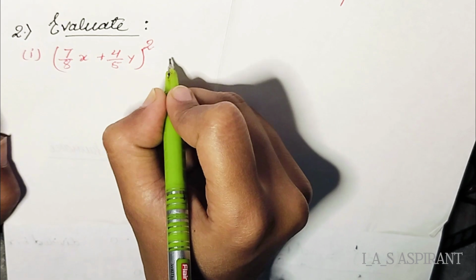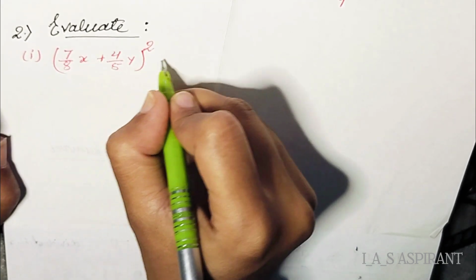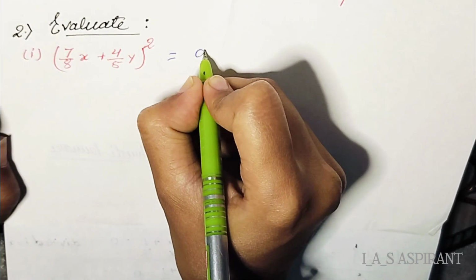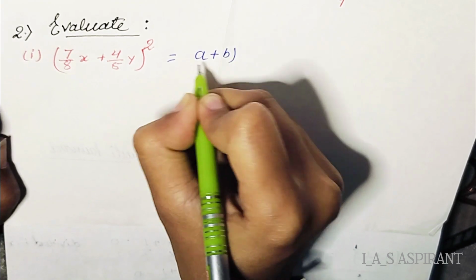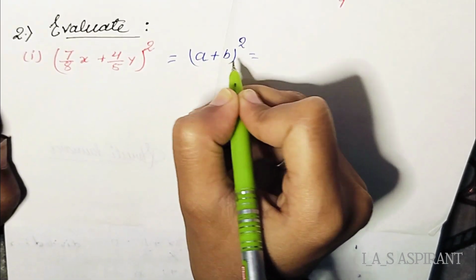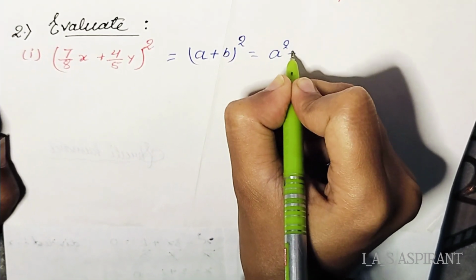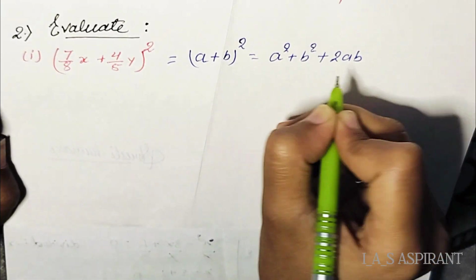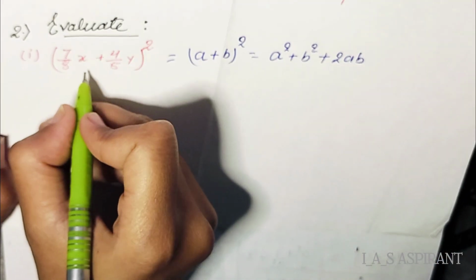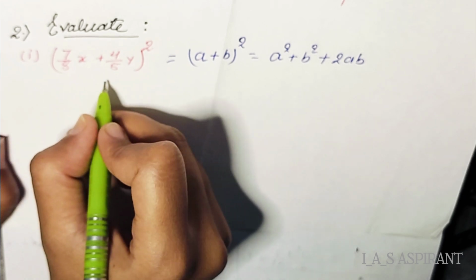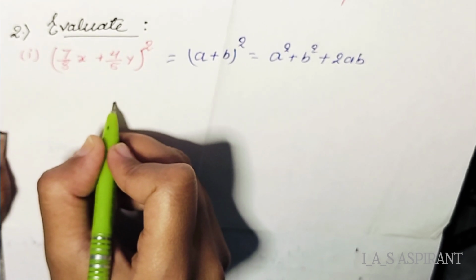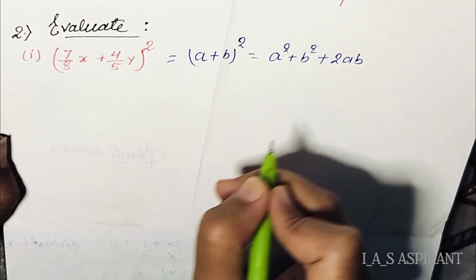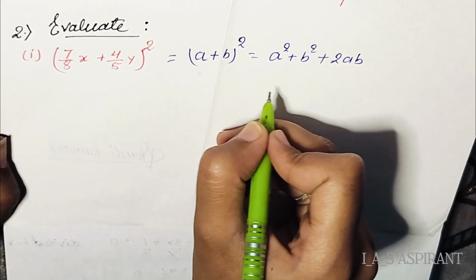We know this is the formula of (a + b) whole square, and this formula is equal to a square plus b square plus 2ab. So this is the formula. Now we will have to solve, so expand this form. We know the formula, and now put in the values.